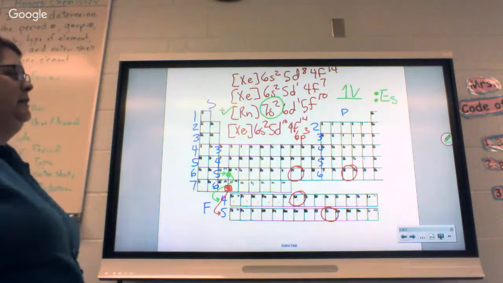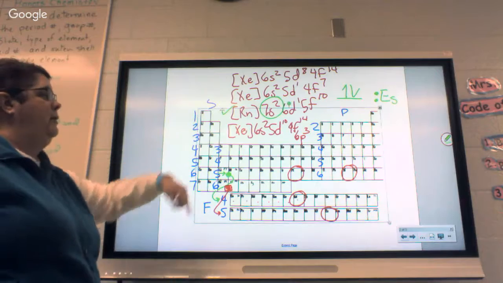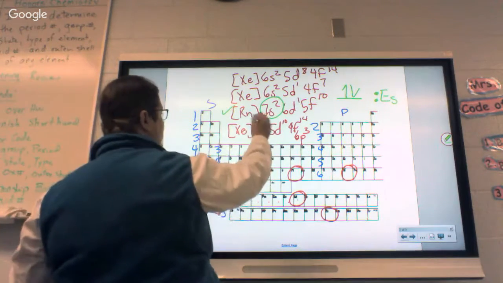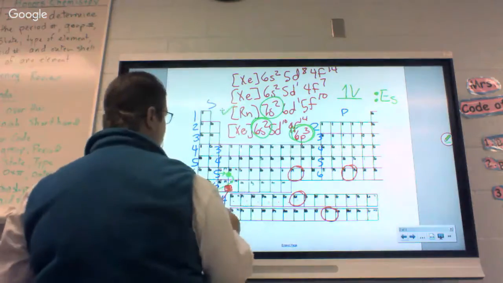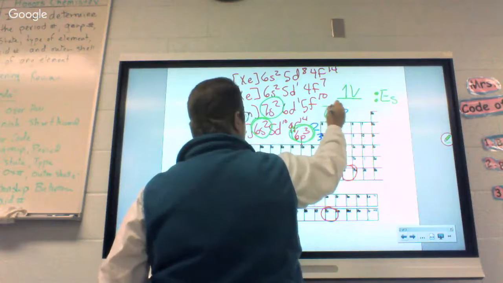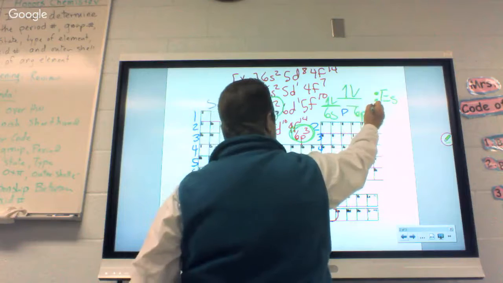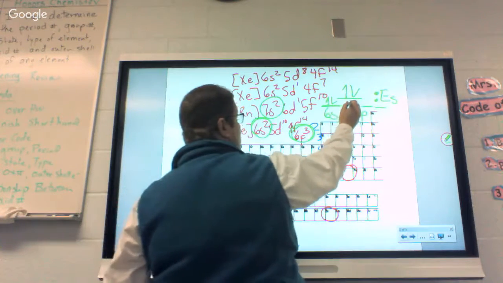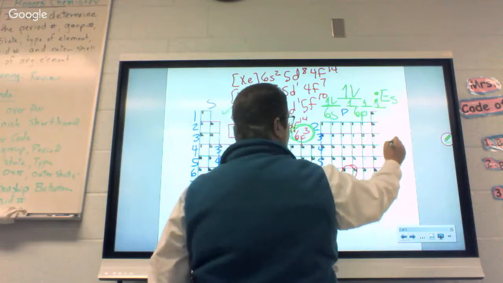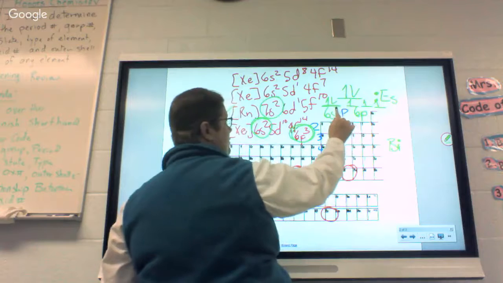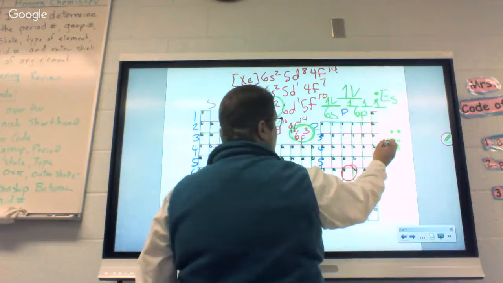Let's just say I wanted to do BI. What's the highest energy level? Bottom one. 6S and 6P. So 6S would have how many lines? And how do the arrows look? And 6P would have how many lines? And how would the 3 arrows look? Okay, so when I go to draw the dot, how would the 2 arrows look? And how would the 3 single arrows look?